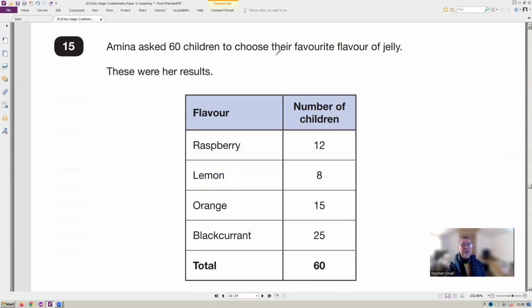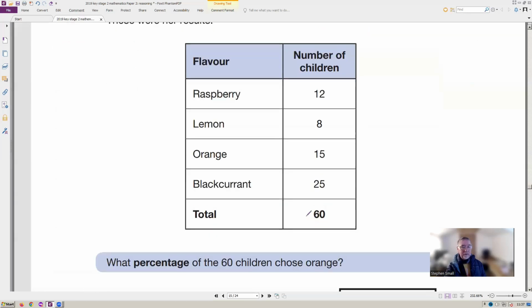Amina asked 60 children to choose their favorite flavor of jelly. These were the results. Raspberry was 12, lemon 8, orange 15, blackcurrant 25, a total of 60 of them. What percentage of the 60 children chose orange? Well, it's going to be 15 out of 60 times by 100. That's how you do your percentage.